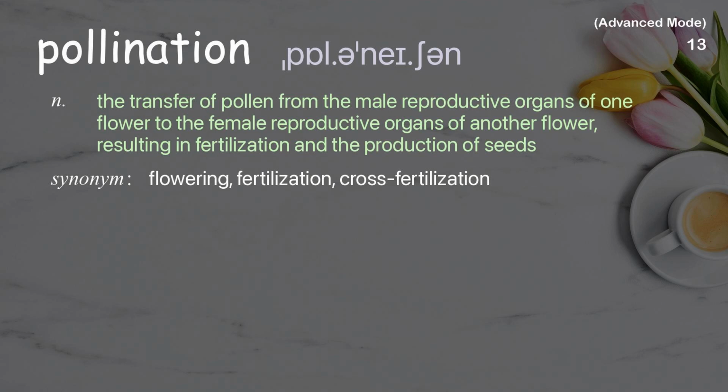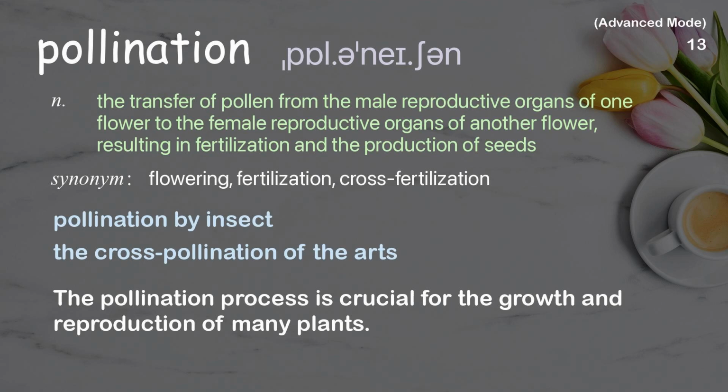Pollination. The transfer of pollen from the male reproductive organs of one flower to the female reproductive organs of another flower, resulting in fertilization and the production of seeds. Examples: Pollination by insect. The cross-pollination of the arts. The pollination process is crucial for the growth and reproduction of many plants.